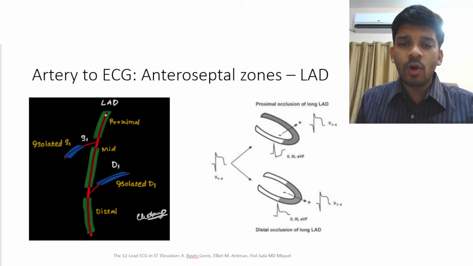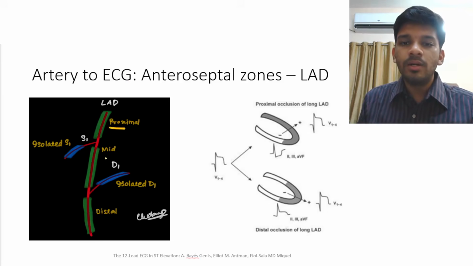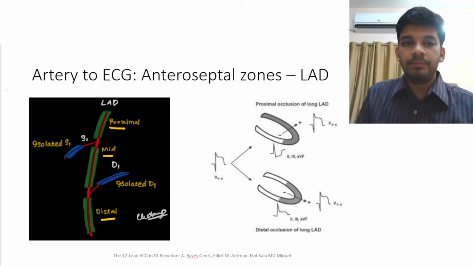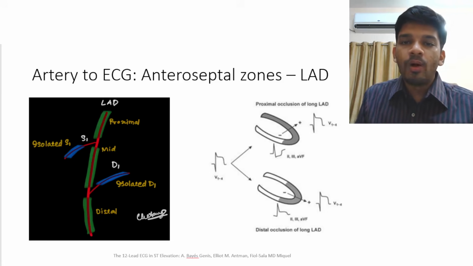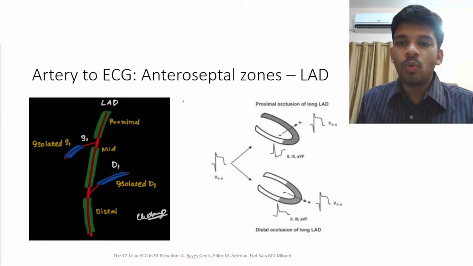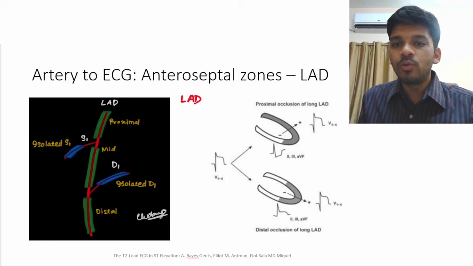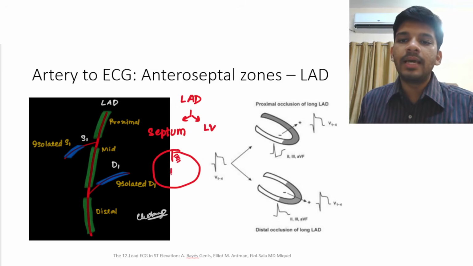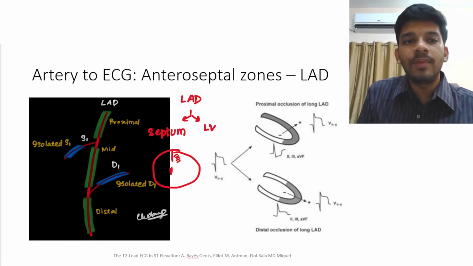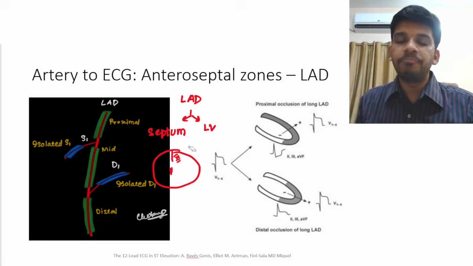Now the LAD, as we talked about, is divided into the proximal, the mid and the distal. The anatomical landmarks which are very important: so what does the LAD supply? The LAD supplies the lateral ventricular wall and the interventricular septum. As you might remember, the anterior two-thirds of the interventricular septum is supplied by the LAD, while the posterior one-third is often supplied by the right coronary artery.